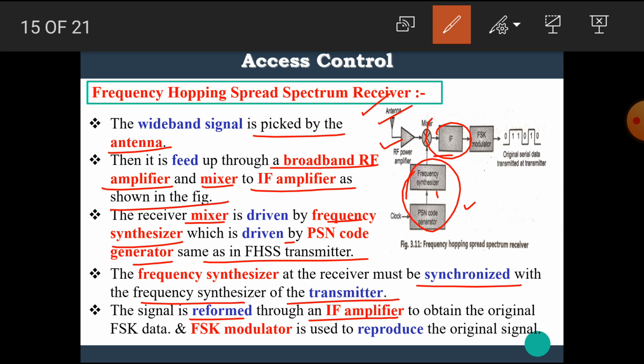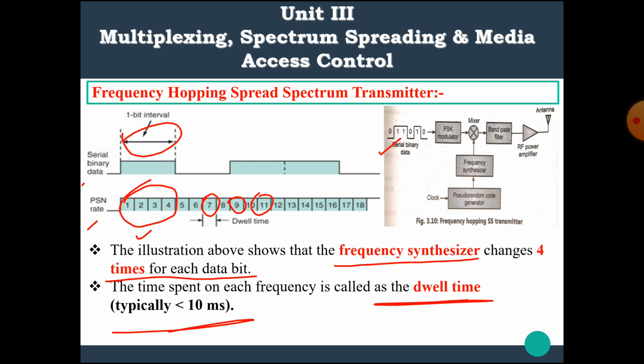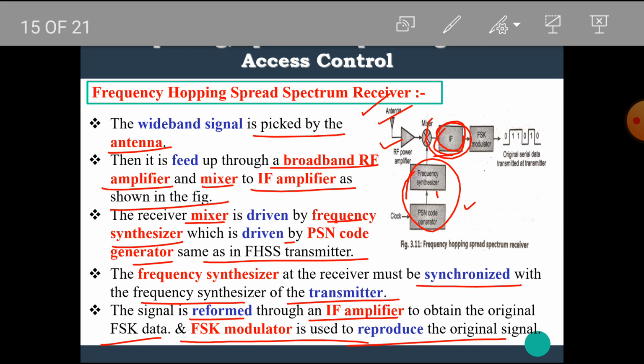That means this signal is mainly reformed through this IF amplifier to obtain the original FSK data, and the FSK demodulator is used to reproduce the original signal. I hope you all understand the transmission and the reception process.